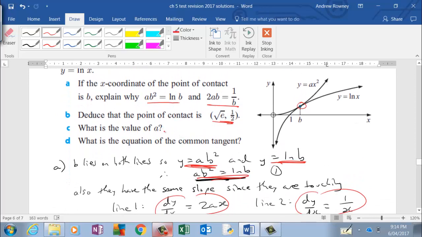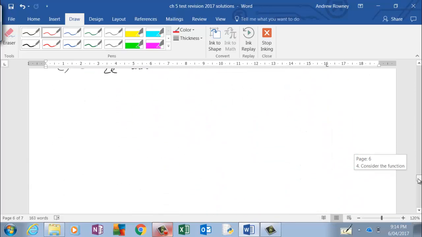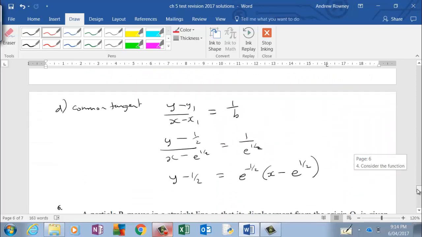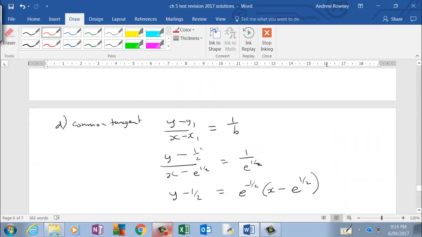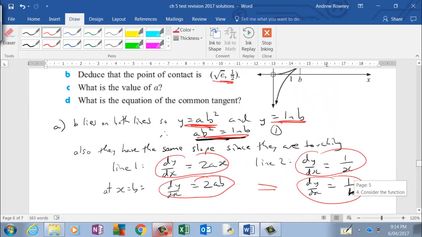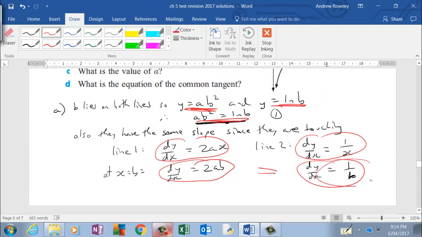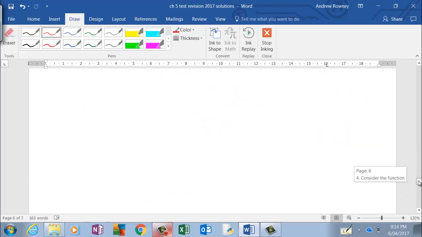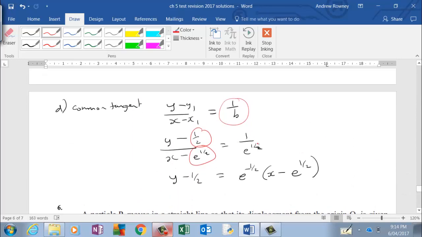So we've already worked out c, that's done. What's the equation of the common tangent? The tangent is y take y1, x take x1 equals slope. That's y1 and x1, that's the contact point. And the slope is 1 on b, because that's the derivative dy dx. If you come back here, dy dx, you can see here is 1 on b. We could have used 2ab, doesn't matter, they're both the same. We know b, so it's 1 on that value, and so multiply this whole thing over to the top, other side, and so there's our equation for the tangent.